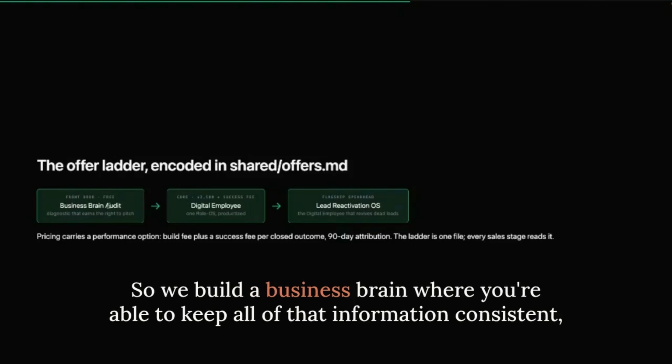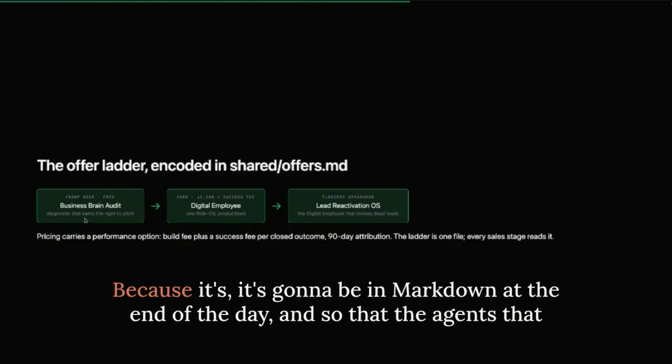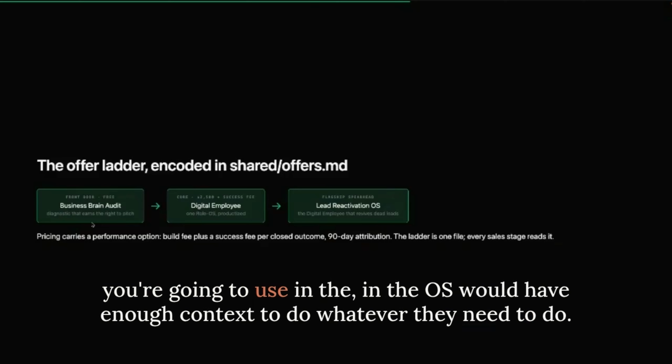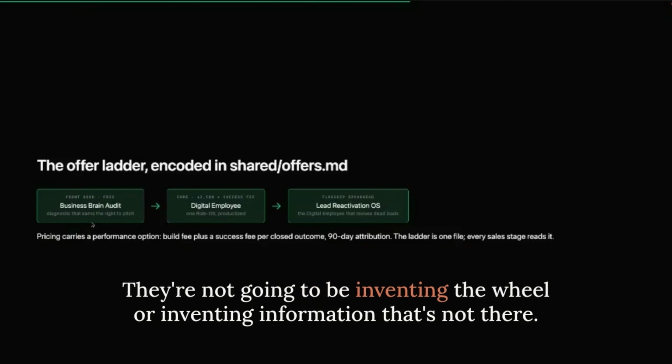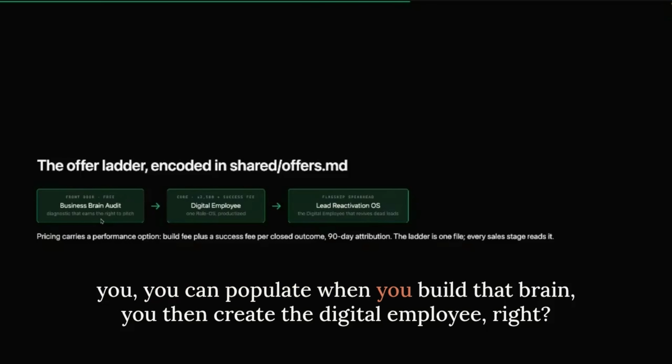So you build a business brain where you're able to keep all of that information consistent, make it searchable, queryable, right? Because it's going to be in Markdown at the end of the day. And so the agents that you're going to use in the OS would have enough context to do whatever they need to do. They're not going to be inventing the wheel or inventing information that's not there. So once you've audited the business brain, you then know what you can populate. When you build that brain, you then create the digital employee, right?